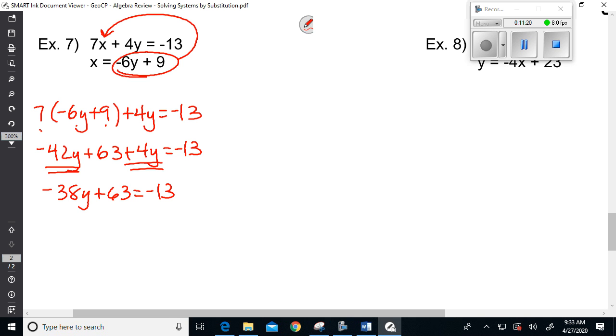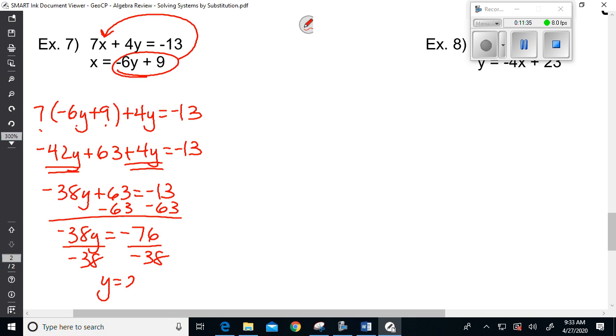Not combine like terms, we subtract 63 on both sides. Negative 38y equals negative 76. Divide both sides by negative 38, you get y equals positive 2. Remember, a negative divided by a negative is positive. So now we know what y is equal to. We plug it in for x.